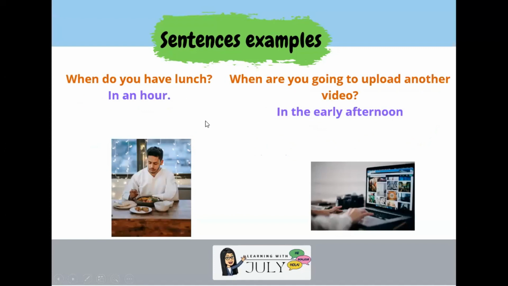When do you have lunch? In an hour. ¿Cuándo almuerzas? Dentro de una hora. When do you have breakfast? ¿Cuándo desayunas? When do you have dinner? ¿Cuándo cenas? O sea, podemos cambiar lunch por otra palabra.